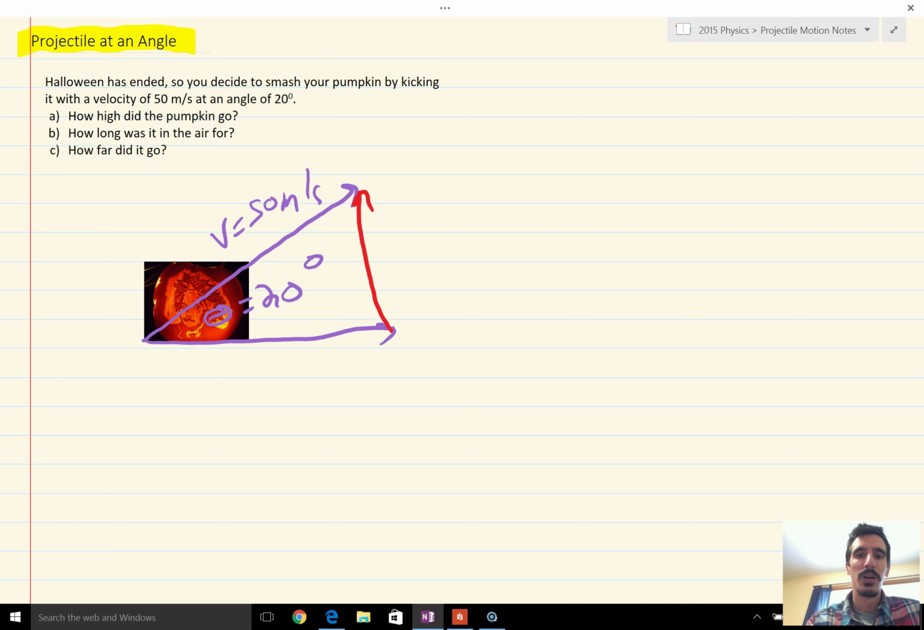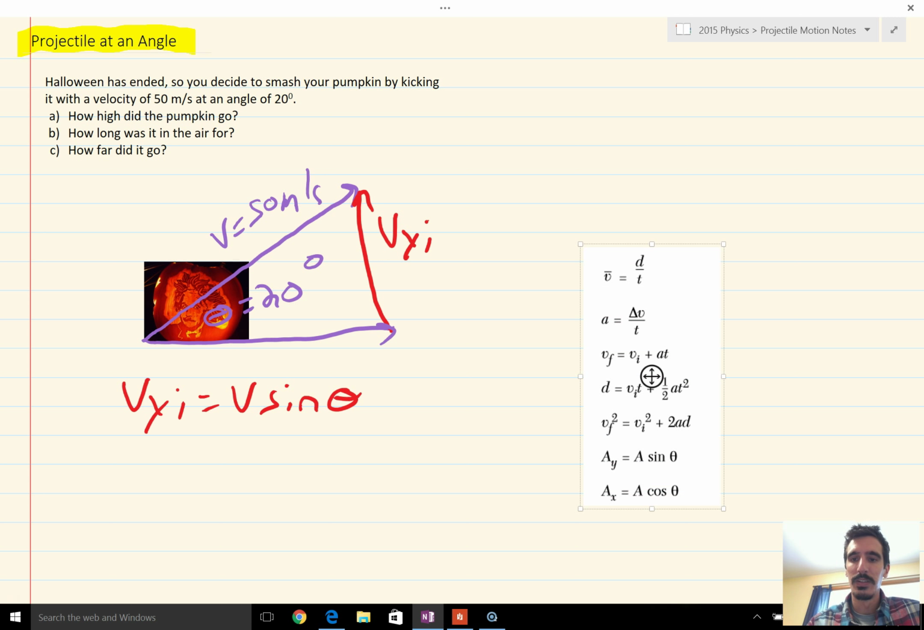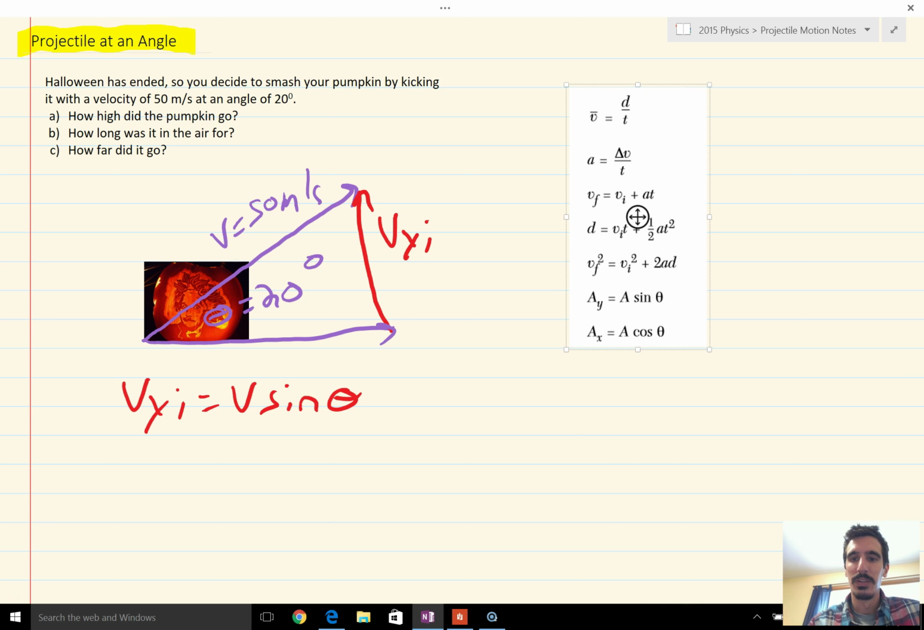So that would be Vyi. We have a triangle, so we're going to use right triangle trig. Vyi is equal to V sine theta. Now, you don't have to memorize this if you're in Regents Physics, because it's right in your reference table. Ay is A sine theta, where A stands for any vector. In this case, it's velocity.